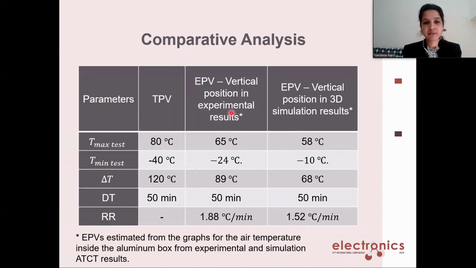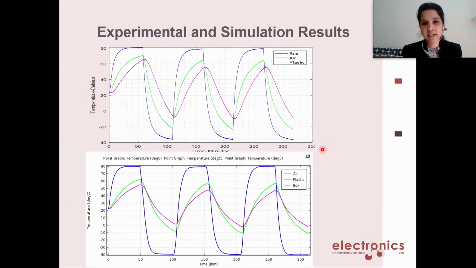So now this is a comparative analysis to show you what the test parameter values were, and what we had as the estimated parameter values in the experiment performed in the laboratory, and the experimental parameter values in the simulation results. This is what we have set, and these estimated parameter values are from the air inside the component. That is the green line in both the results.